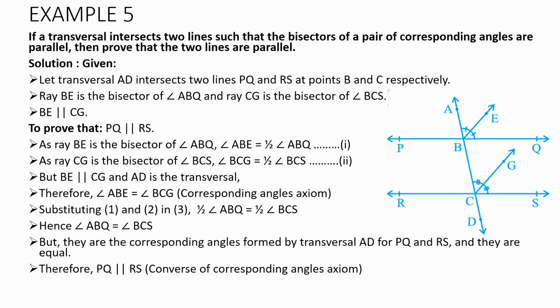Now we substitute this in 1 and 2. So what we have is half angle ABQ will be the same as half angle BCS. So that means angle ABQ will be equal to angle BCS. But angle ABQ and angle BCS are corresponding angles formed by the transversal AD for the two lines PQ and RS, and they are equal. So just now we have seen the result that if the corresponding angles are equal, then the two lines will be parallel. Hence, by the converse of the corresponding angles axiom, we have PQ is parallel to RS.